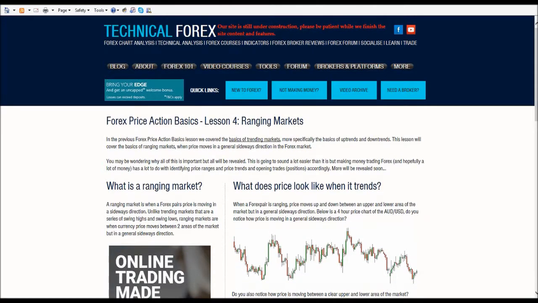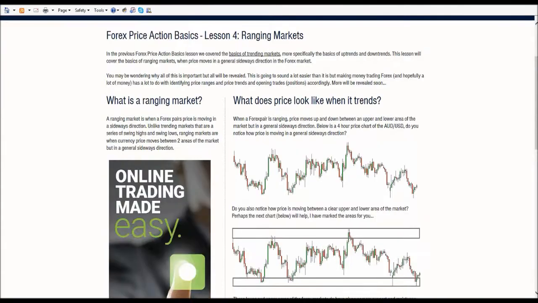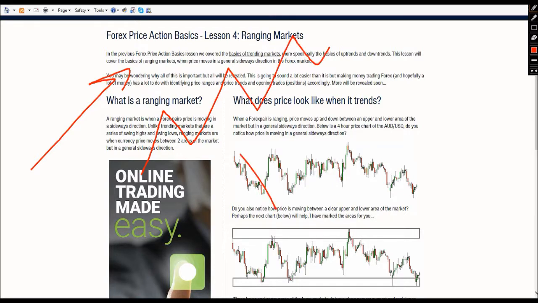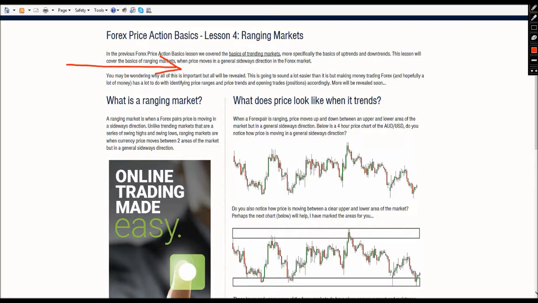This is ranging markets. In the previous video I went through trending markets, how price behaves when it moves in a general upwards direction. We have these nice swings that create higher highs and higher lows, and when price moves in a downwards direction, once again we have these swings like so. Another price direction that I mentioned is that price can move sideways.